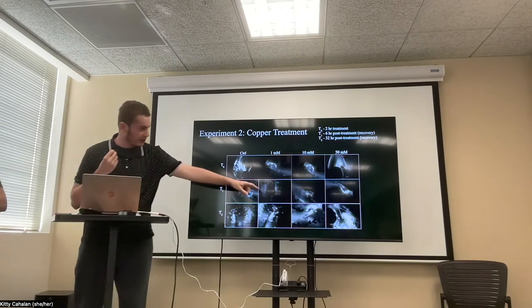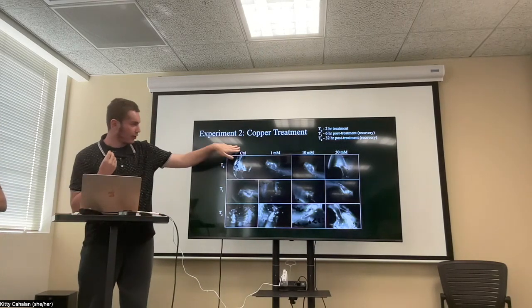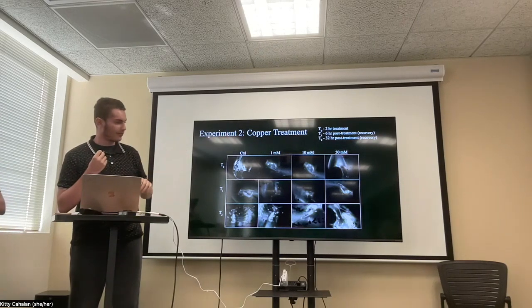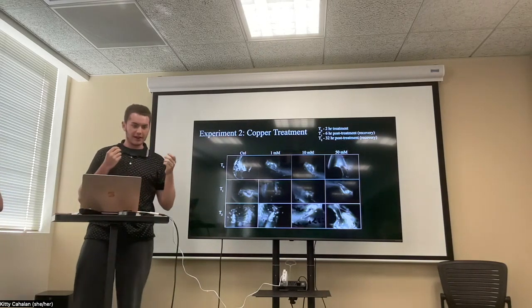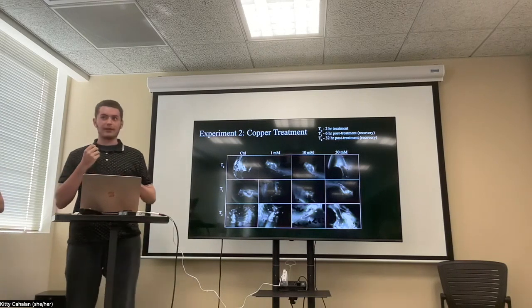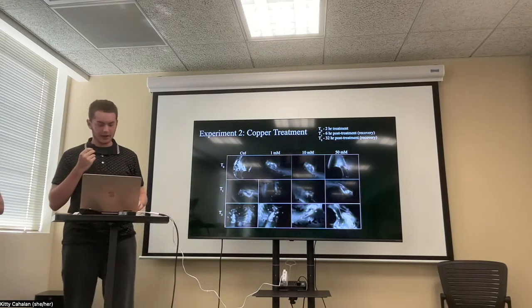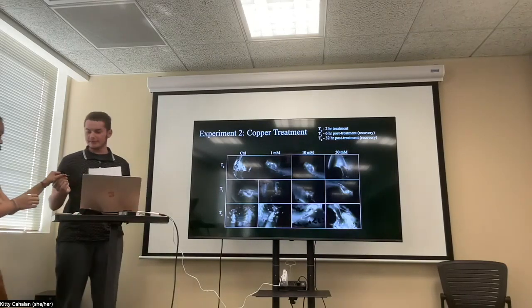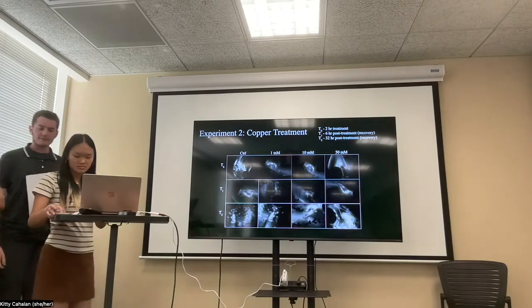So as you can see, it gets brighter the further you go down from the control to 1 to 50 micromolar. And that just means the hair cells are more visible and we can get a better image of them when we do IHC staining, which is what Hailey's going to talk about.